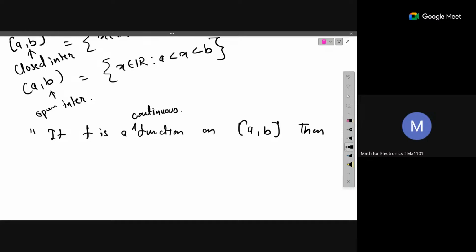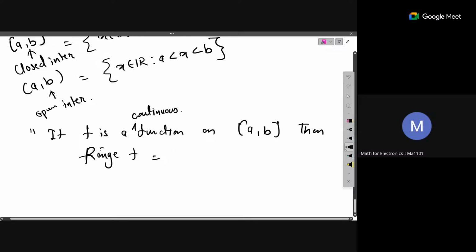So if f is a continuous function on closed interval [a, b], then the range of this function, meaning the values this function will attain over this particular interval, that is f of closed interval [a, b], or you can say range of f, is nothing but an interval itself. The endpoints of that interval are the maximum and minimum values the function will attain over this closed interval.